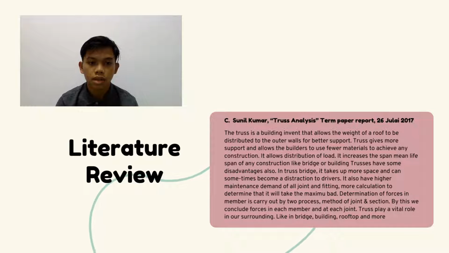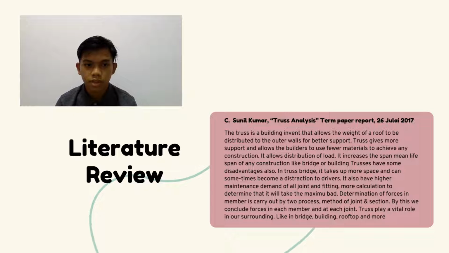So this article shows the truss is a building invention that allows the weight of a roof to be distributed to the outer walls for better support. So a truss gives more support and allows the builders to use fewer materials to achieve any construction. It allows distribution of load. It increases the span, meaning the life span, of any construction like a bridge or building trusses.